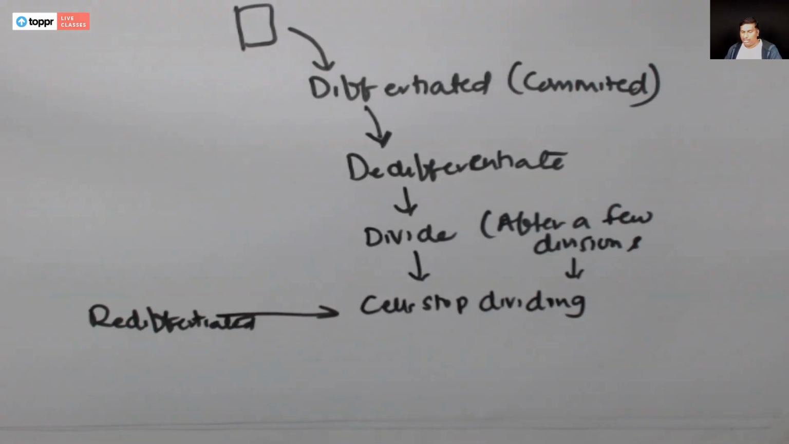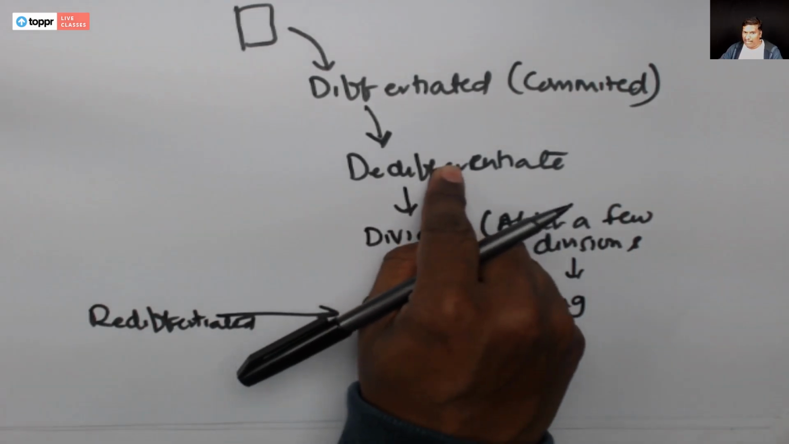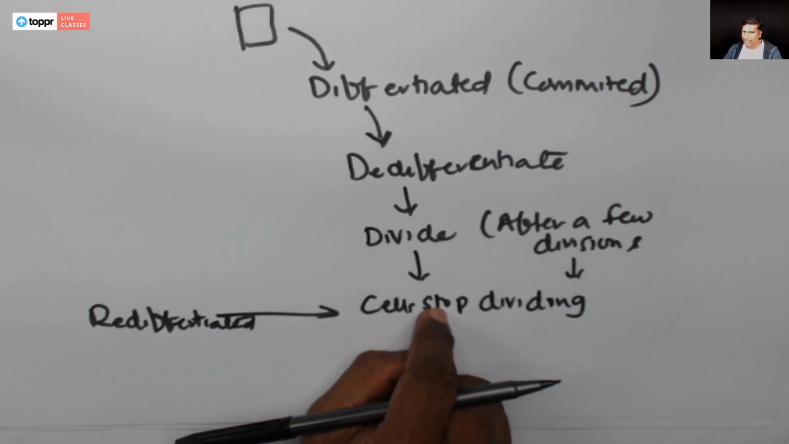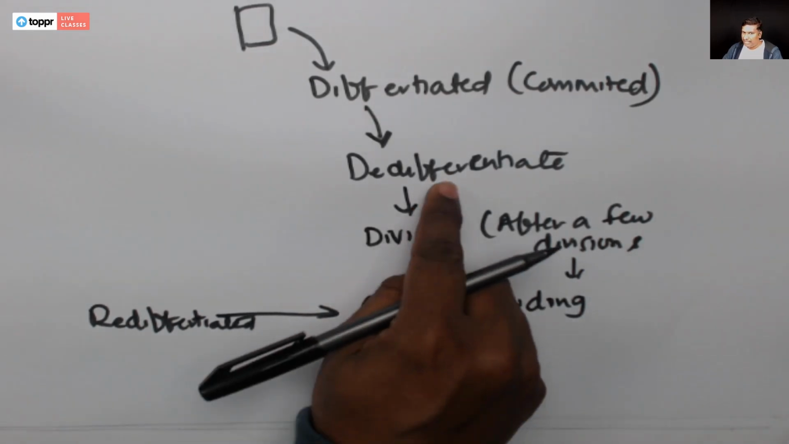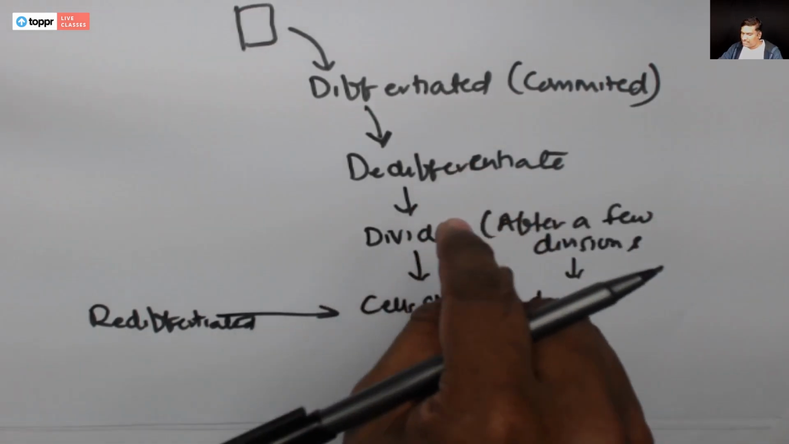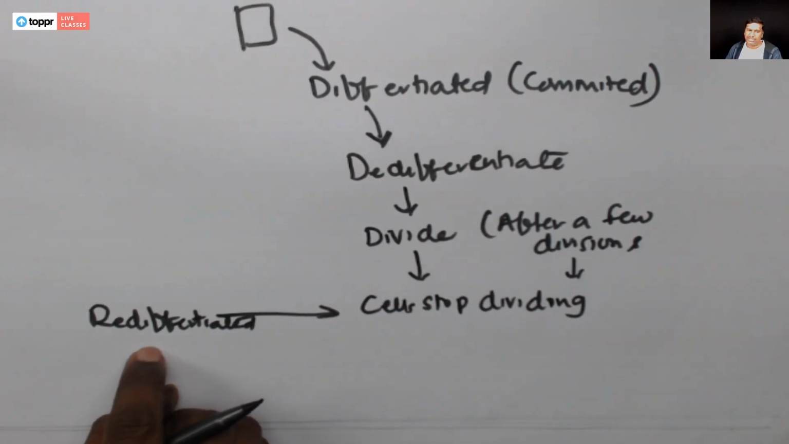Okay, so redifferentiation will only occur after de-differentiation. That's the basic difference. Redifferentiation will occur only after de-differentiation. Only the cells which have de-differentiated will give rise to redifferentiated cells.